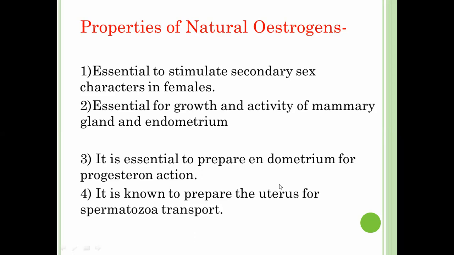Spermatozoal transport means transport of the sperm towards the ovulated eggs. For this process, natural estrogen is helpful. So it is known to prepare the uterus for spermatozoal transport, that is, transport of the sperm towards the ovulated eggs.